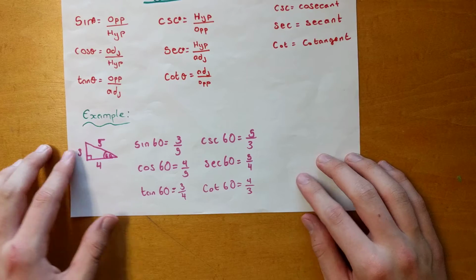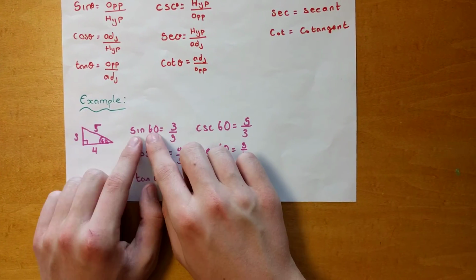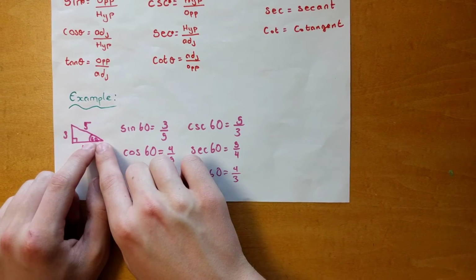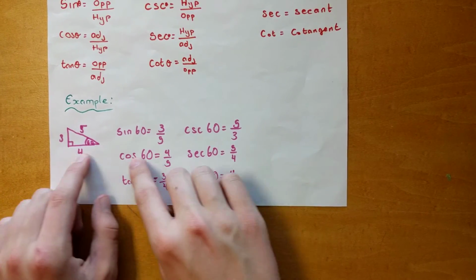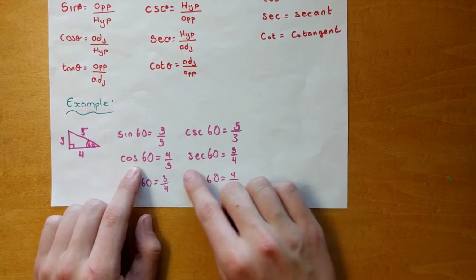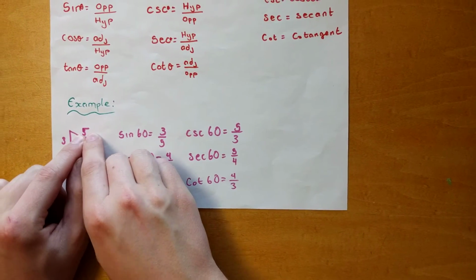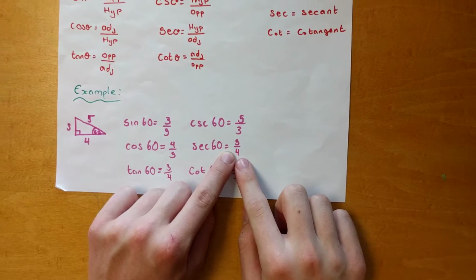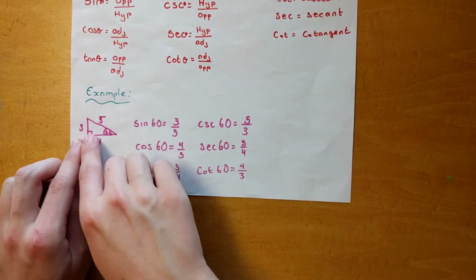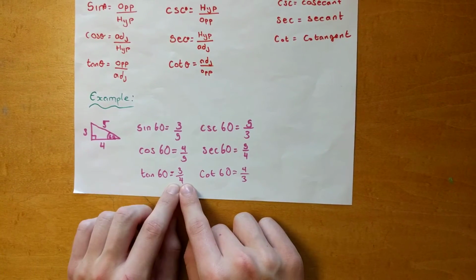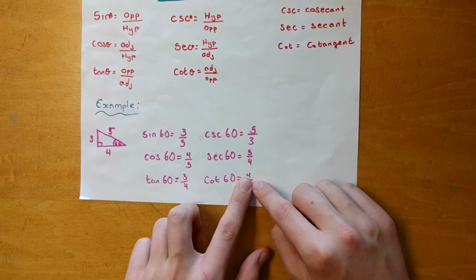And then for this example, we're finding all 6 trig ratios. We're going to look at sine 60, and that's opposite over hypotenuse, 3 over 5. Cosecant is just going to be the opposite. Cosine of 60 is 4 over 5 because it's adjacent over hypotenuse, and then secant is just the opposite, 5 over 4. And then when you're finding the tangent, it's opposite over adjacent, and when it's the opposite of these, it's the reciprocal flipped, and it's going to be 4 over 3.